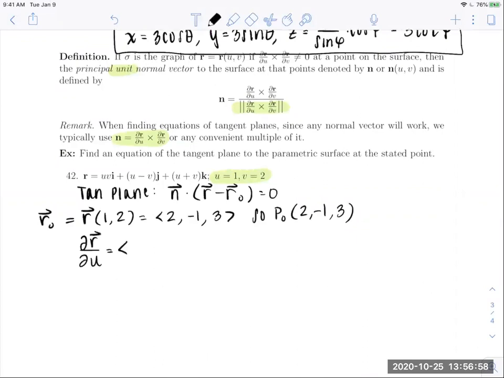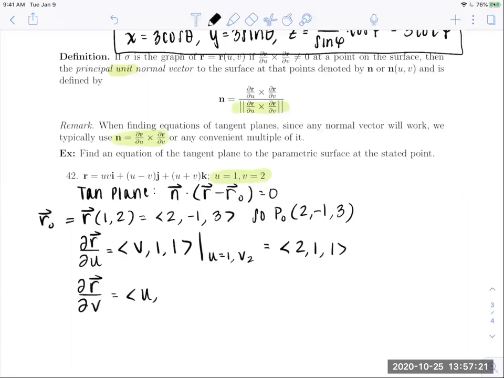All right, so when I'm taking the partial with respect to U, the derivative of UV is just V. And then the other two coordinates give us 1. Now I specifically want this partial when U is 1 and V is 2. So that gives me 2, 1, 1. And similarly, del R, del V is U, negative 1, 1. So when U is 1 and, whoops, I just noticed that I wrote that incorrectly up here. V equals 2. I get out 1, negative 1, 1.